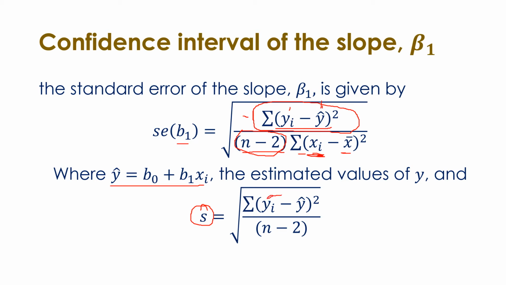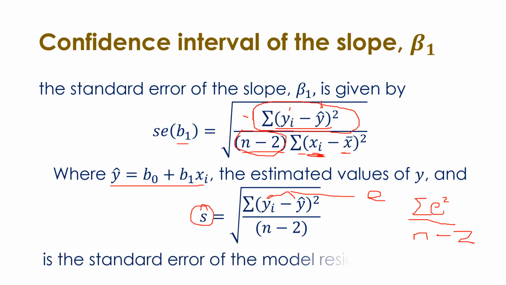The difference between the observed value and the estimated value is known as the E, that is the residual. So this is the sum. You can write this one as the sum of E, the error, squared, and then you are dividing this one by n minus 2. So this one is known as the standard error of the residuals, and we use it in computing the confidence interval of the slope.